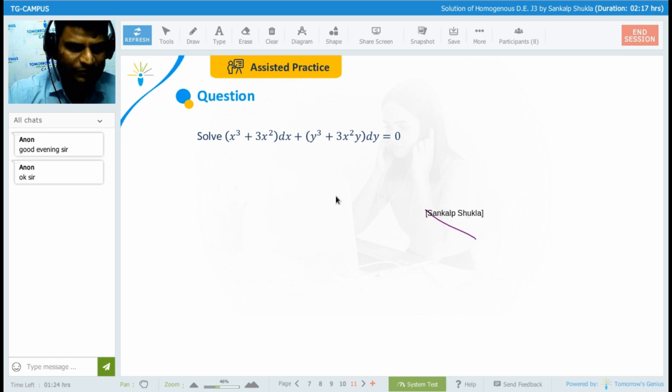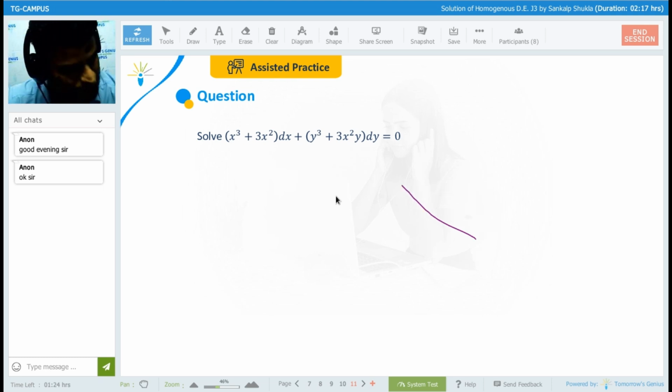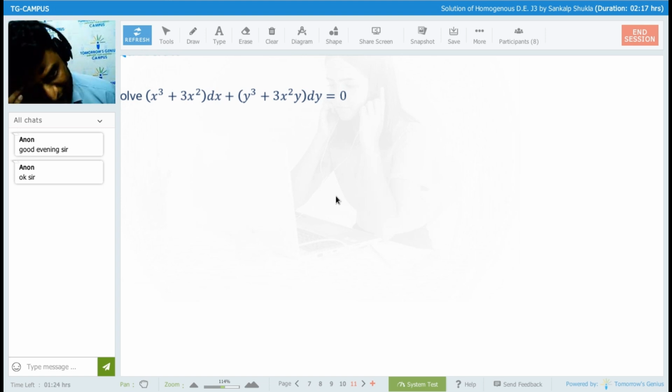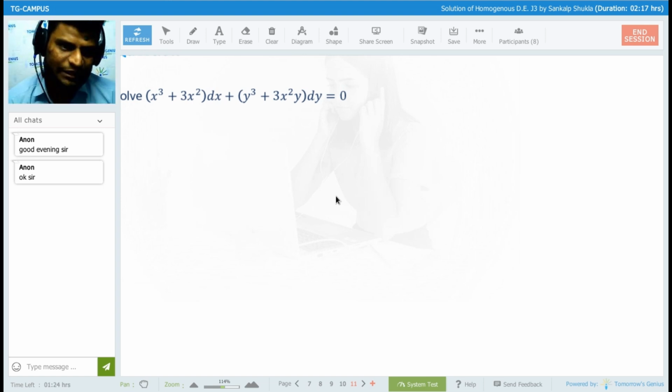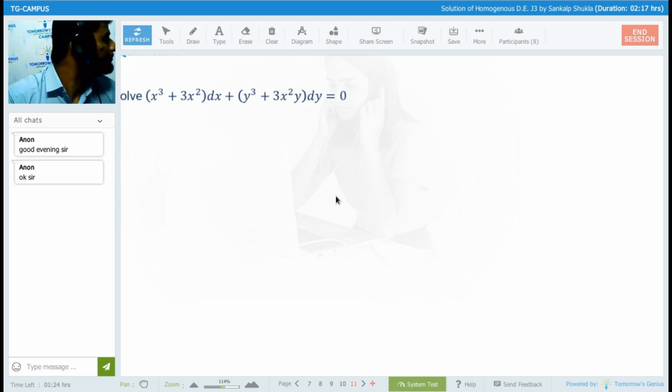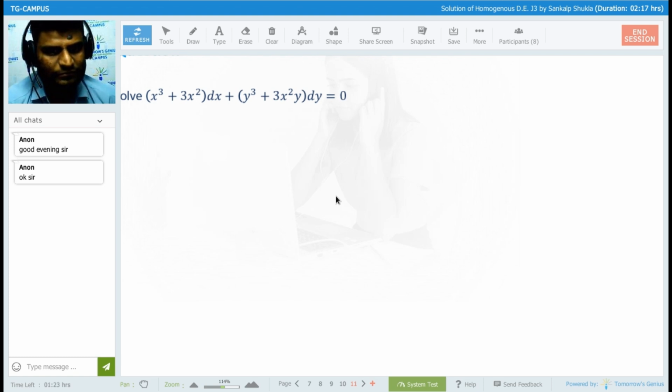Alright, so this is the question. Again, you have to count the total power of each term. So the power of x cube is 3. Again, it is 3x square dx plus y cube and then 3x square y dy. Solve these questions and let me know the answer in the chat.